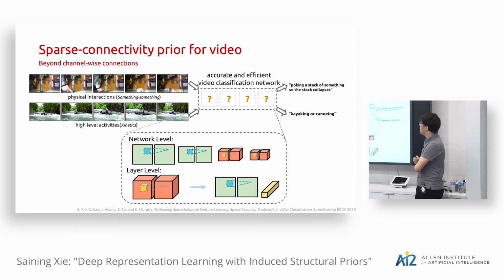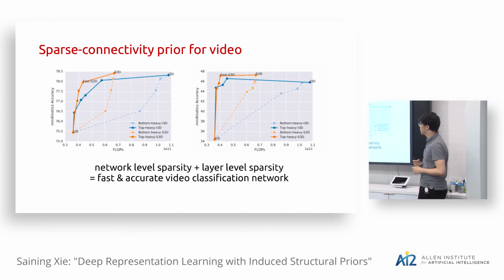Okay. So basically, I myself work a little bit on video classification tasks as well with Google Research. What we did there is propose network-level and layer-level sparse connectivity patterns, and I will skip the details. But the conclusion is that by combining this kind of network-level sparsity and layer-level sparsity, you can achieve a pretty good result: it can be fast and it can be accurate. It will be a pretty good choice to design a video classification network as well.